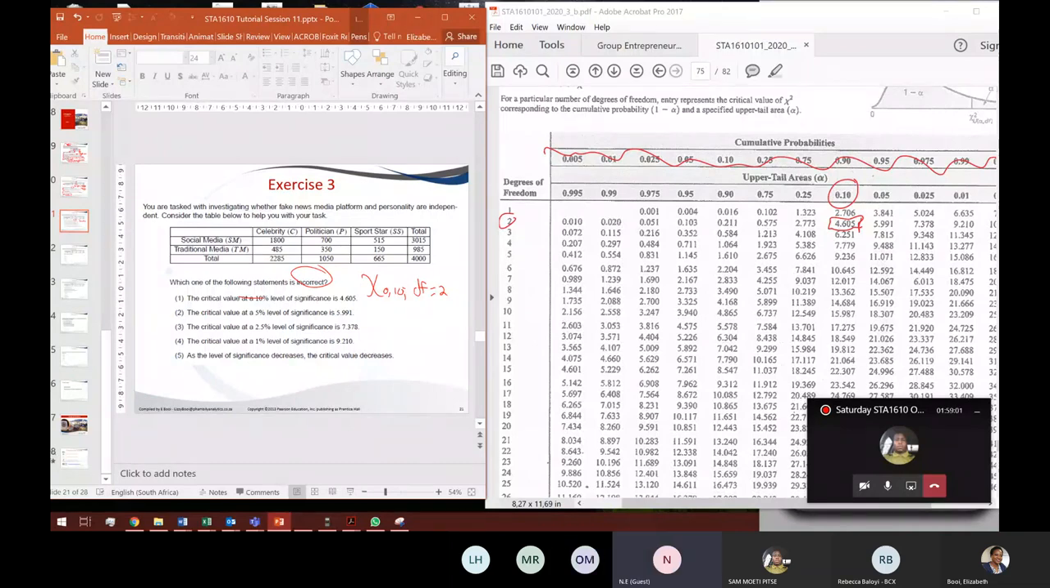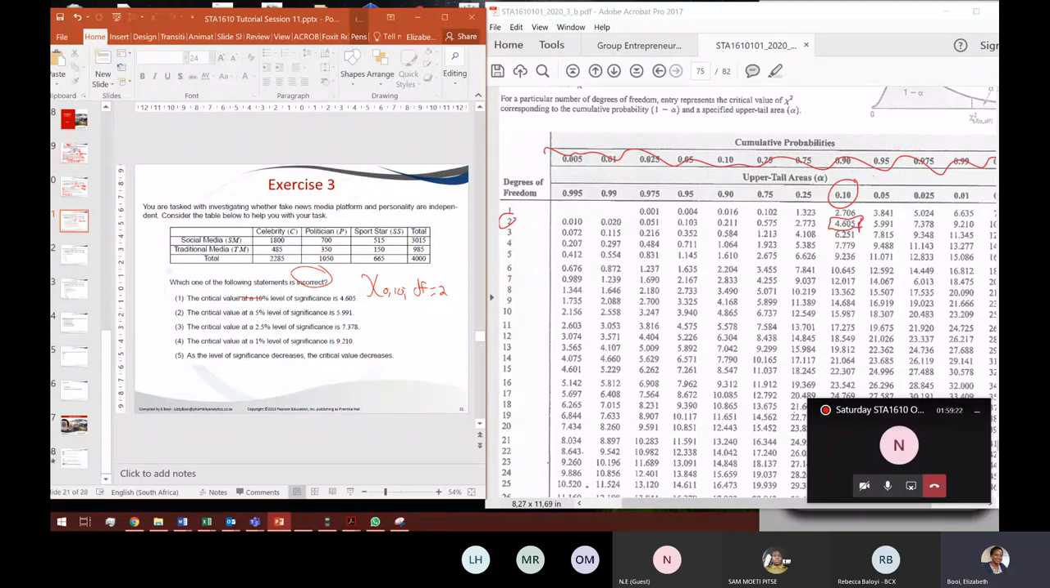Option 3 is correct, ma'am. Option 3 will be correct. And then option 4, which is 0.01. That one's also correct, ma'am. Which is 9.210. So all of them are following one another.